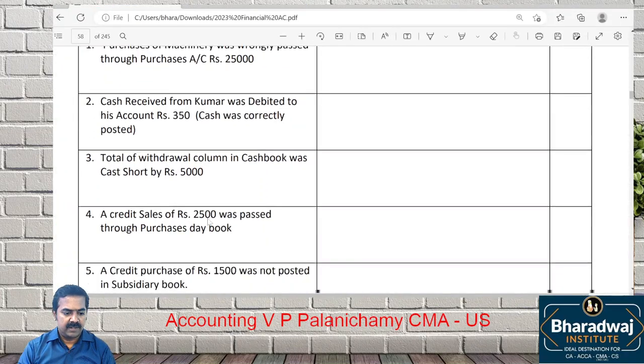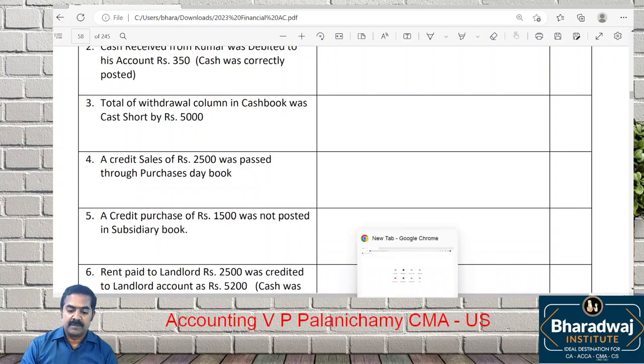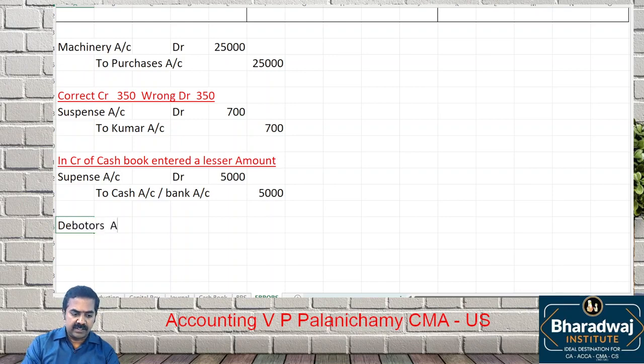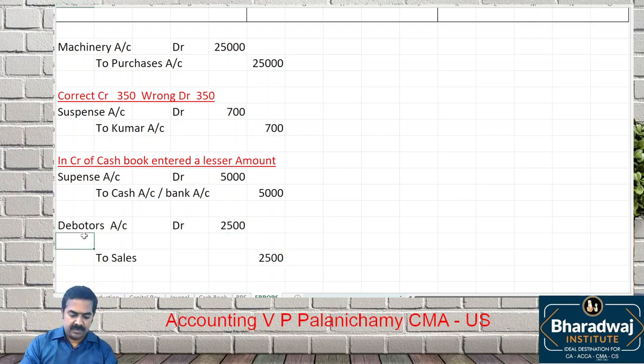Next. Credit sales was passed through purchases day book. Credit sales was passed through which one? Purchases day book, which means journal itself is entered wrongly. What is the entry for credit sales? Debtors account debit to sales. This is the correct one. How much to record? 2,000? What mistake have we made? So how to cancel that?